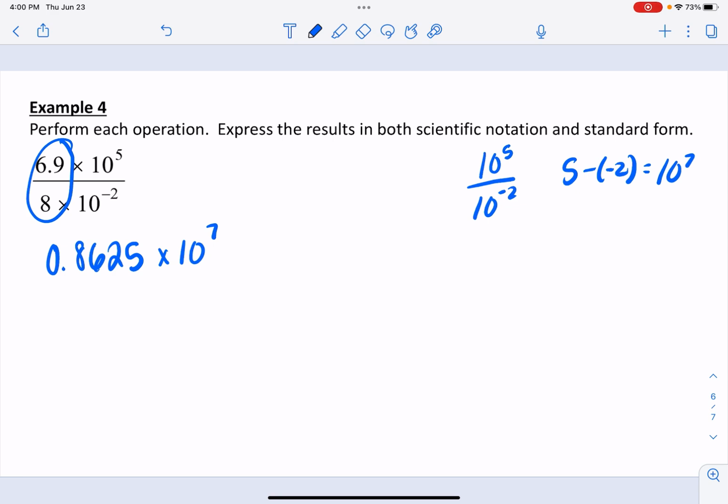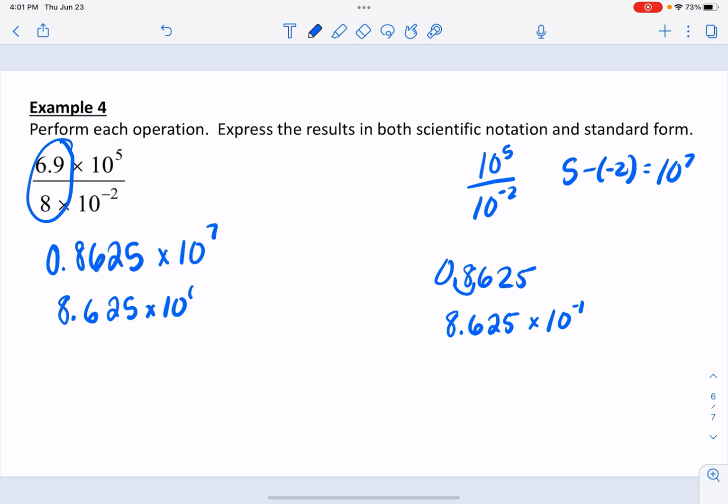So what I need to make sure that I do is convert this 0.8625 to scientific notation. So if I move my decimal place 1 to the right, that's 8.625, because again, remember, I need a number between 1 and 10, times 10 to the negative 1, because a negative 1 exponent is going to move me to the left. So I'm basically subtracting 1 from this exponent as I move to the right one.